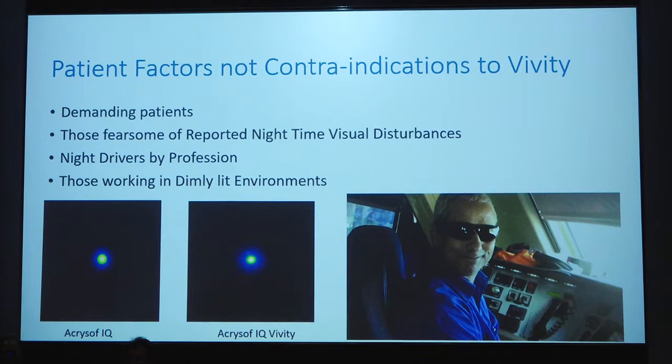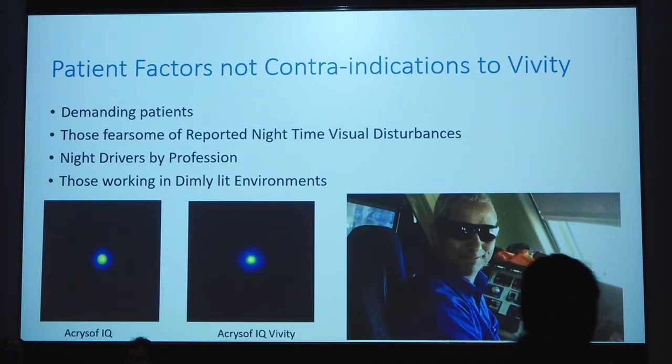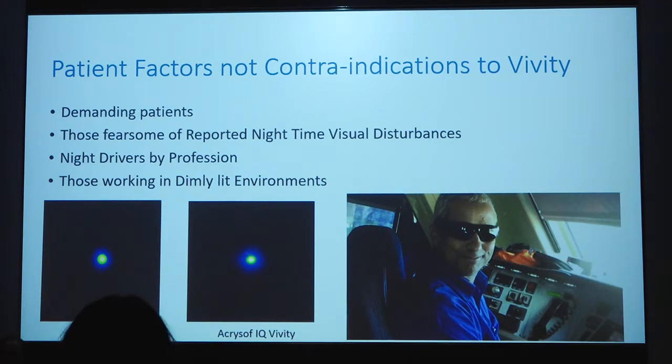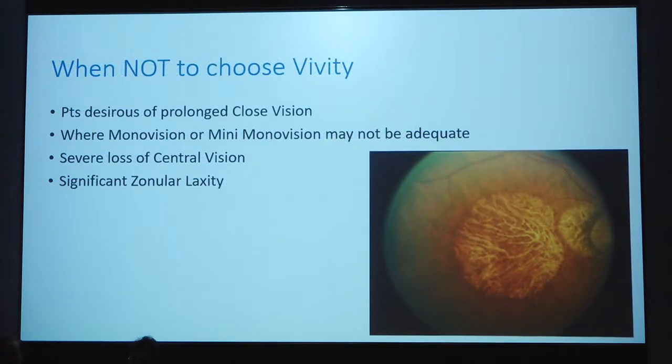Now, there are certain patient factors which are not contraindications to Vivity. So your demanding patients, your type A personalities, those who are fearful of reported nighttime visual disturbances, those who are habitual night drivers by profession, and those who work in dimly lit environments. When should you not put a Vivity? You should not put a Vivity in patients who desire prolonged close vision, where monovision or mini monovision may not be adequate, where there is a severe loss of central vision, and when there is significant zonular laxity.